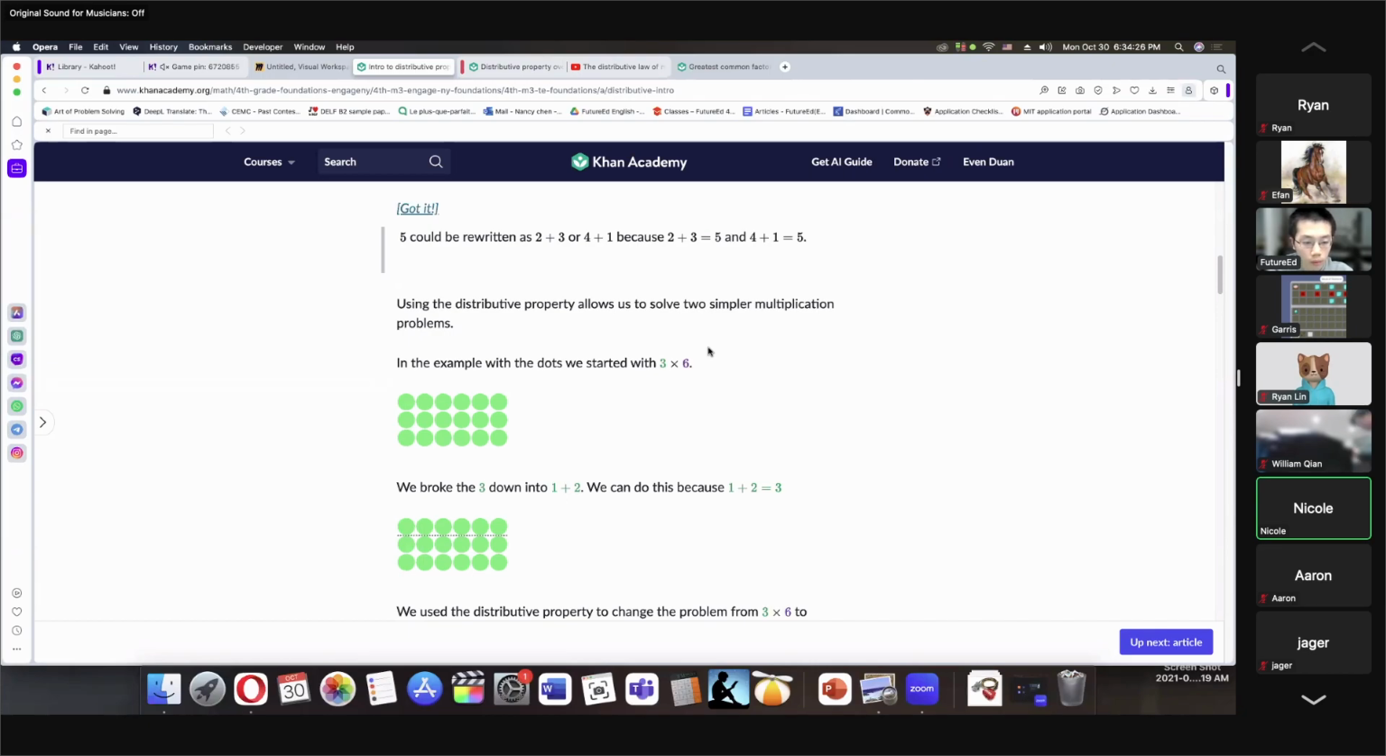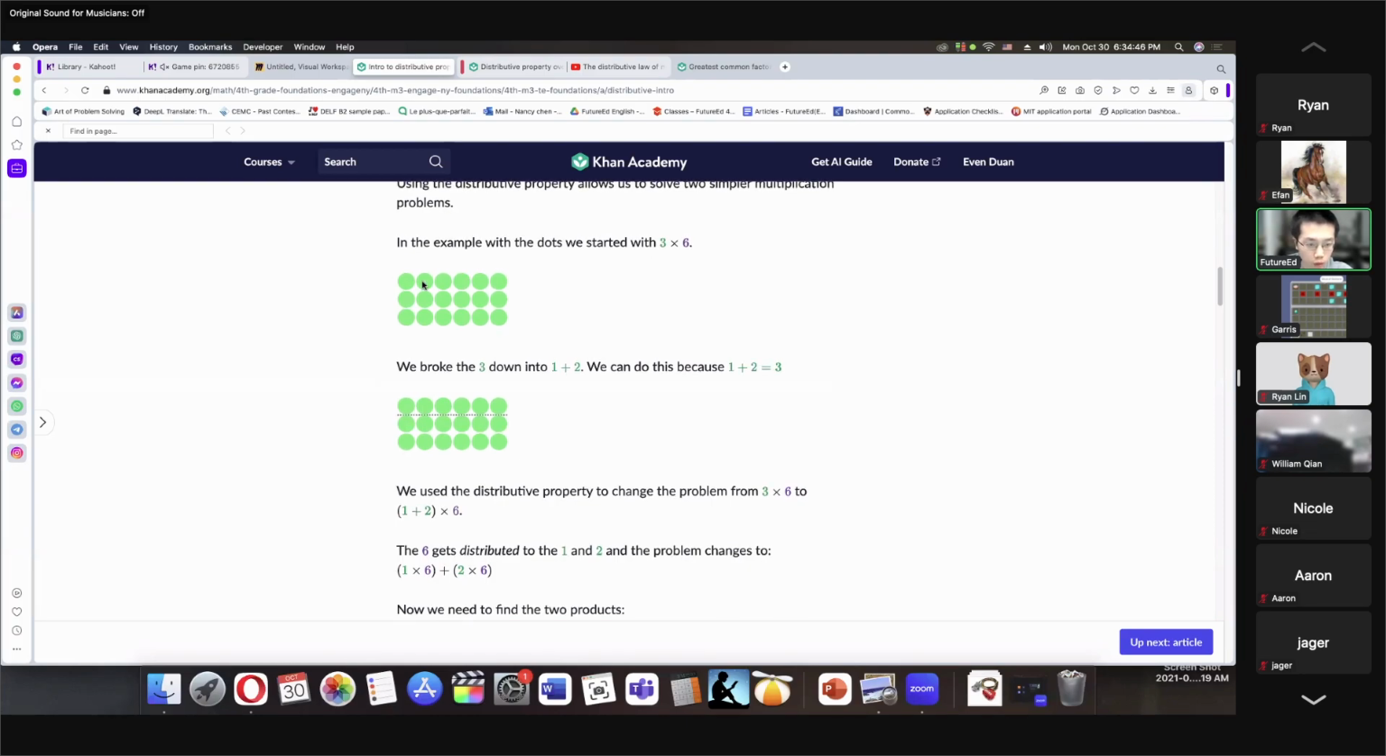Using the distributive property allows us to solve two simpler multiplication problems. In the example with the dots, we started with 3 times 6. Okay, very good. And we see that there are 3 times 6 dots over here, which is 18. But we're not trying to solve multiplication problems here. I'm pretty sure most of us, or all of us, hopefully, know our times tables well enough. But here we see that we can break down the 3 into 1 plus 2, because 1 plus 2 is equal to 3. Yes, Jason?